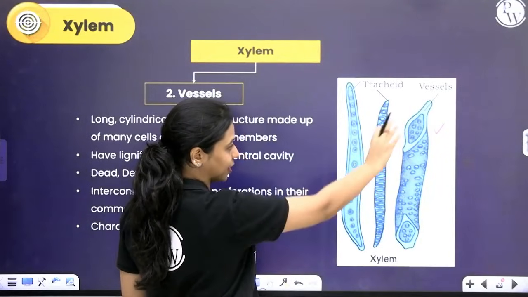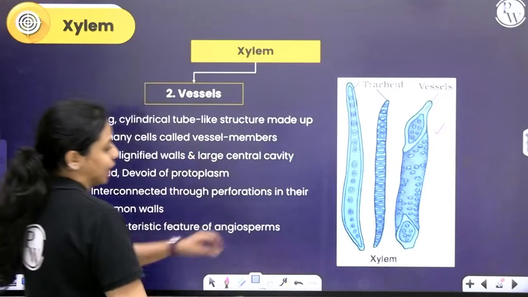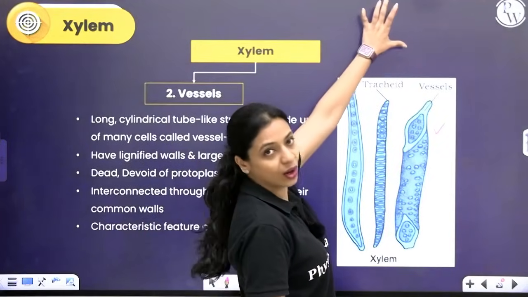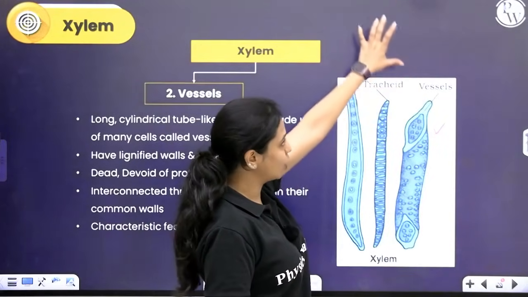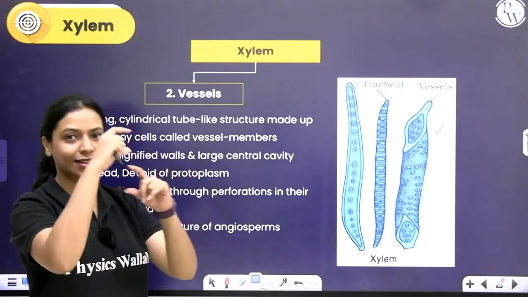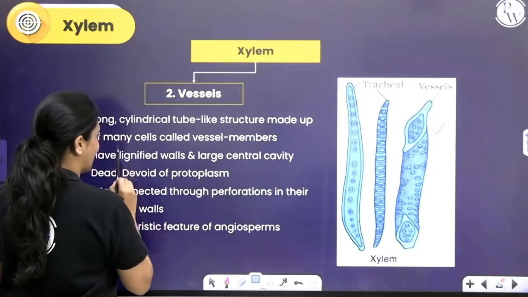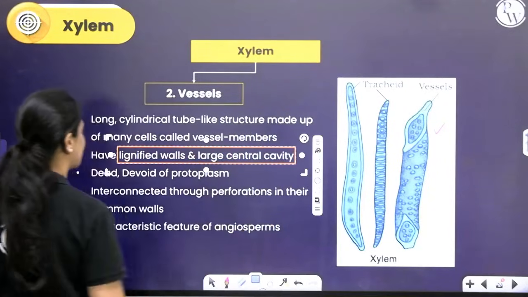They are cylindrical and wider. They are also made up of many cells. An individual cell is called a vessel member, and one on top of another it forms a long column. Then you call it the vessel. Each cell is called a vessel member. They also, similar to sclerenchyma, have lignified walls and a large central cavity.